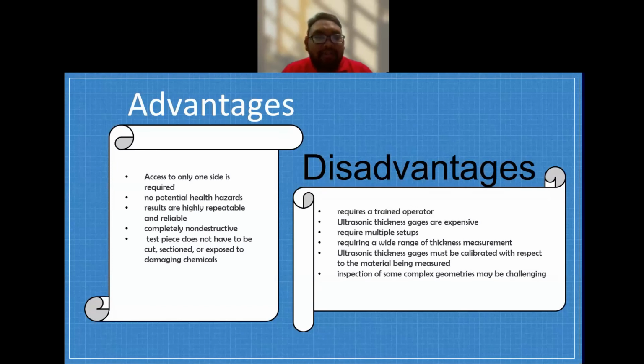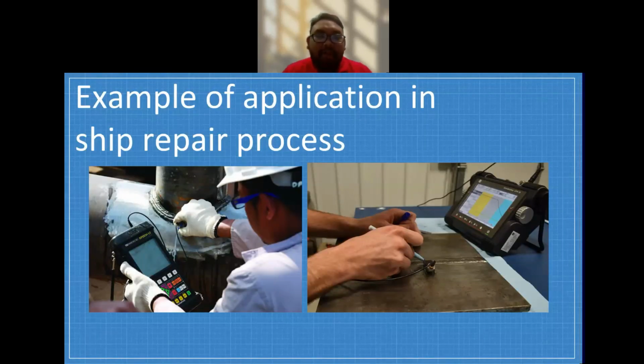For UT, they also have advantages and limitations. The advantages are access to only one side is required, there is no potential health hazard, and results are highly repeatable and reliable. For the limitations, UT requires a trained operator, and ultrasonic thickness gauges are very expensive and require multiple setups. This is one of the examples of UT in the ship repair process.